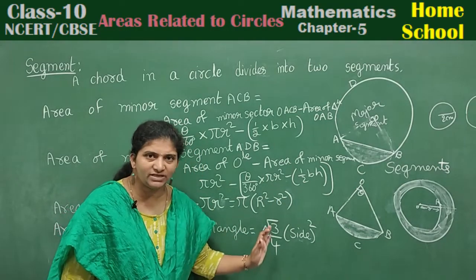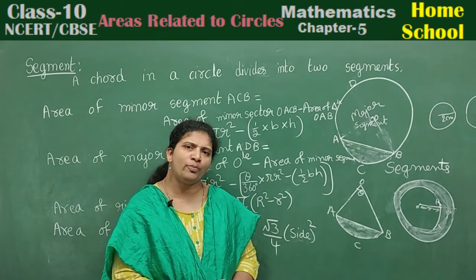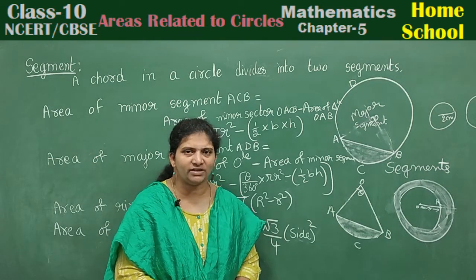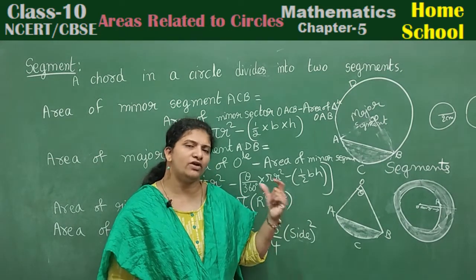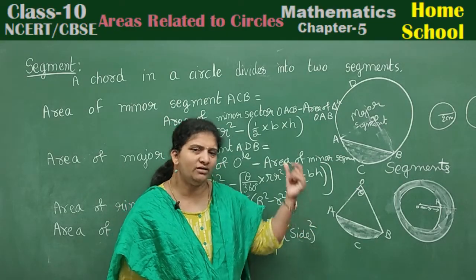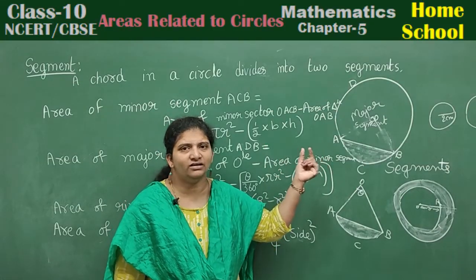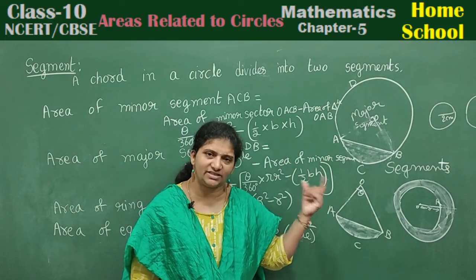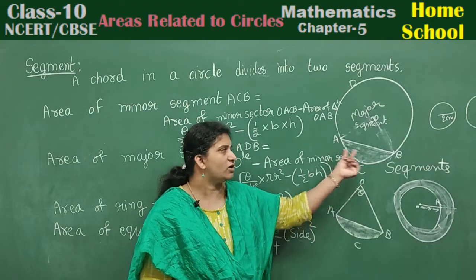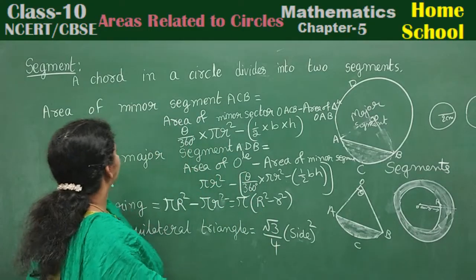Let's have a recap of these segments. God divides a circle into two parts. Those two parts I call the segments. In these two segments, observe the segments. If you are able to say smaller, larger, you can say minor segment, major segment. The one which includes the center is called the major segment, and the one which does not include the center is called the minor segment.